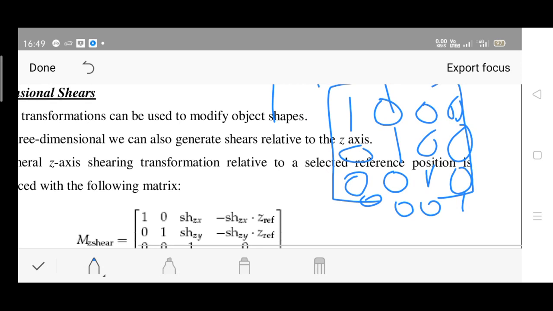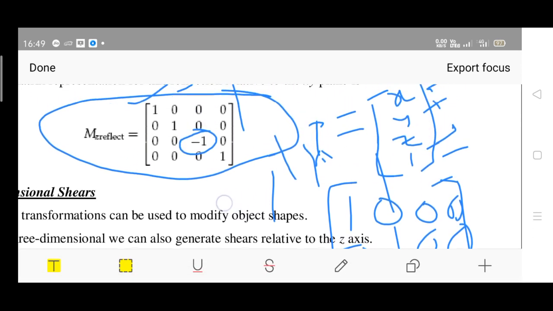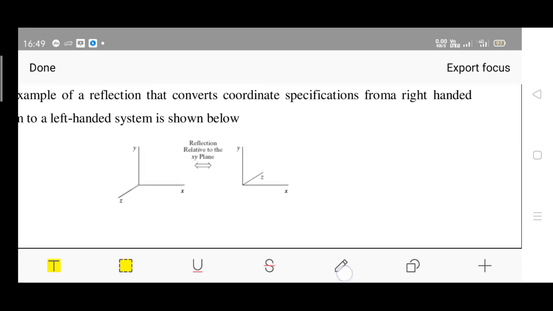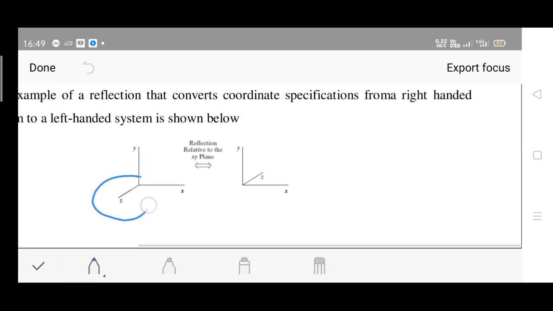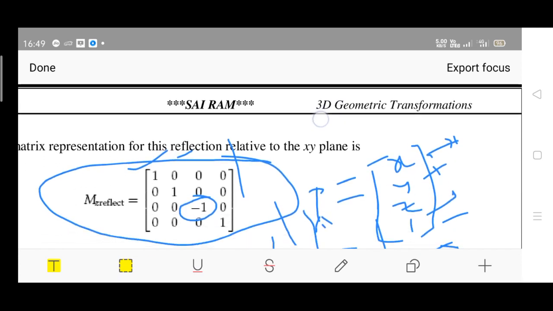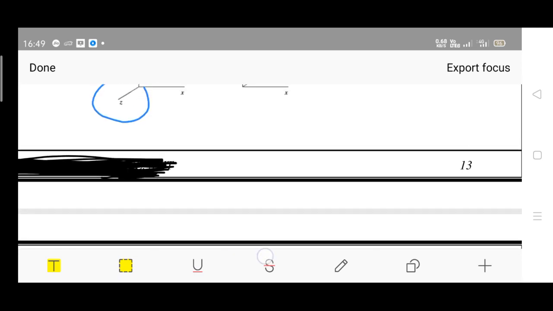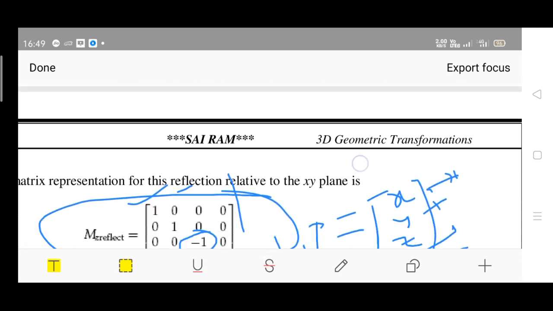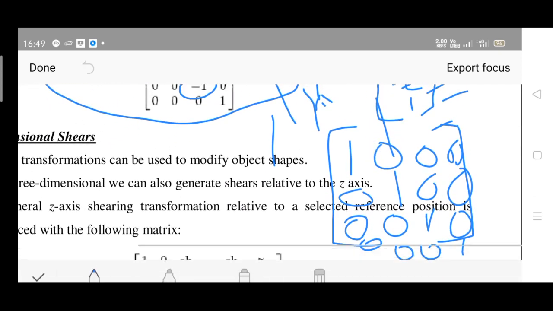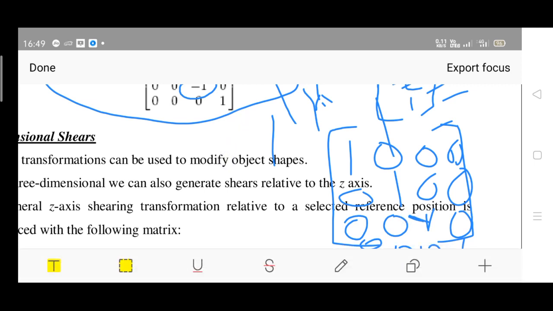Now we are considering the z plane reflection as per the diagram. See this diagram, reflection in terms of the z axis, that is xy plane reflection. It is also called reflection about the z plane or xy plane reflection. What you are supposed to do is change the sign of the coefficient of z. What is the coefficient of z? 1, right? Make it -1. That is what is done over here.